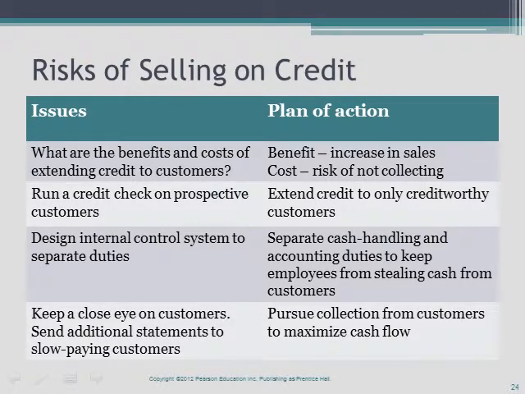By selling on credit, companies run the risk of not collecting some receivables. Unfortunately, some customers don't pay their debt. The prospect of failing to collect from a customer provides the biggest challenge in accounting for receivables. Here are the management and accounting issues a business faces when the company extends credit to customers.